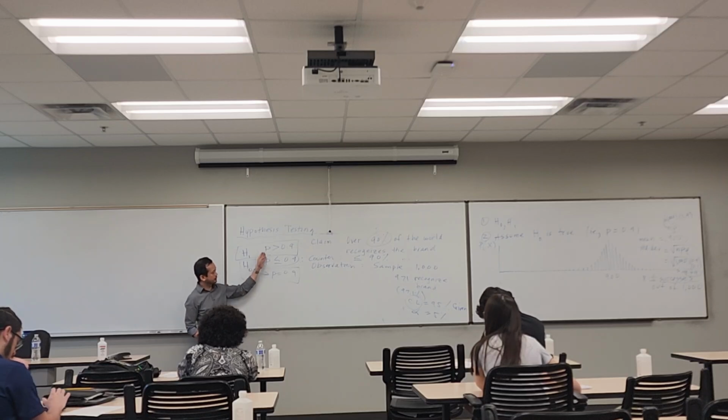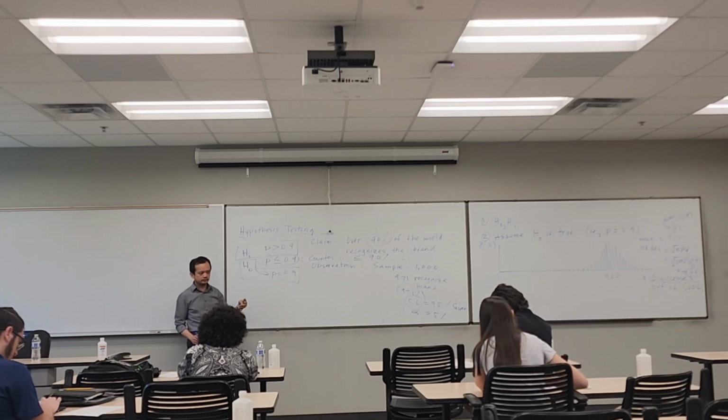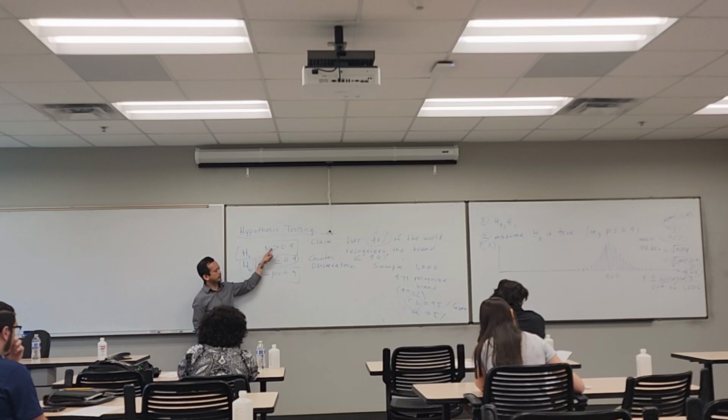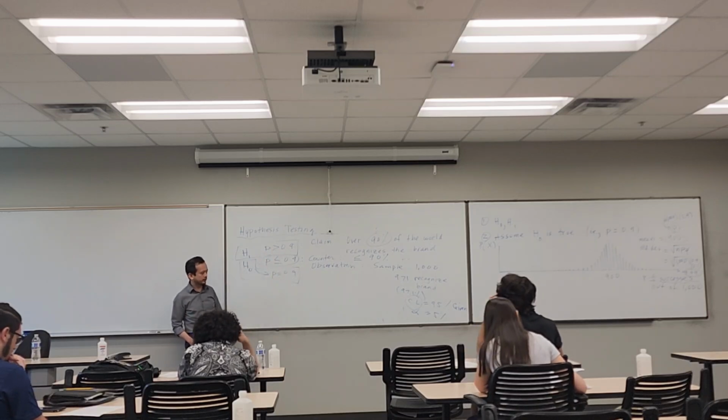So if it had been P is greater than 0.9 or P is less than 0.9, that would have been a two-tail test. But as it stands, this is a one-tail test. Not only is it one tail, but is it right tail or left tail? Right tail, very good, because the variable is greater than the number, so greater is to the right on the number line. So this is a right tail test.